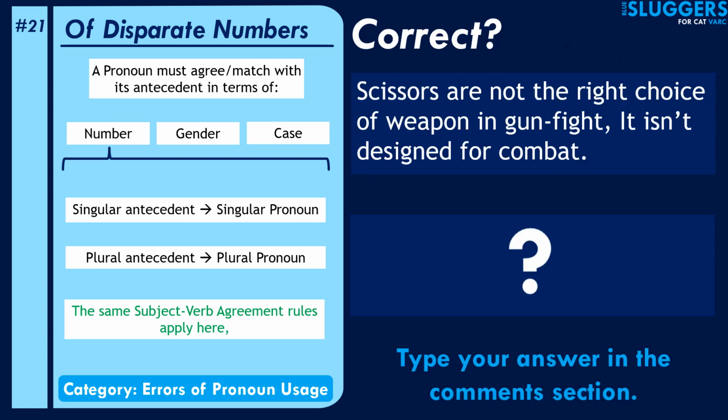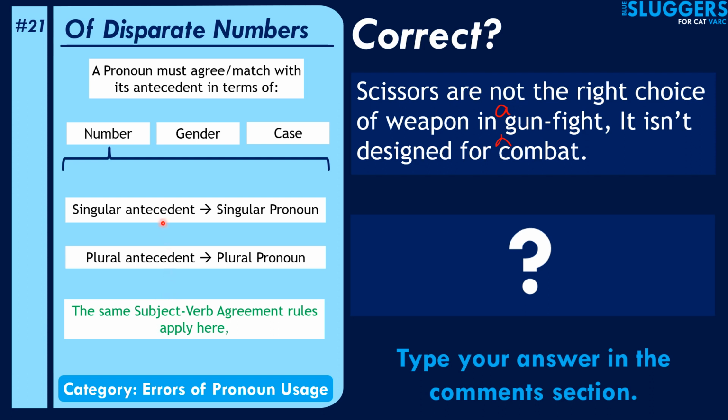Now you guys can try to look at this example by yourself. Scissors are not the right choice of weapon in a gunfight. This is supposed to be, please excuse that, I'll just correct it, in a gunfight, it isn't designed for combat. Don't assume that I've corrected all the errors. You're still supposed to figure out if this sentence is correct, and if not, let me know what should be the correct version of the sentence in the comment section.